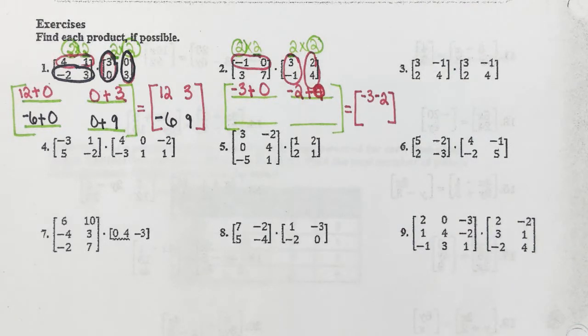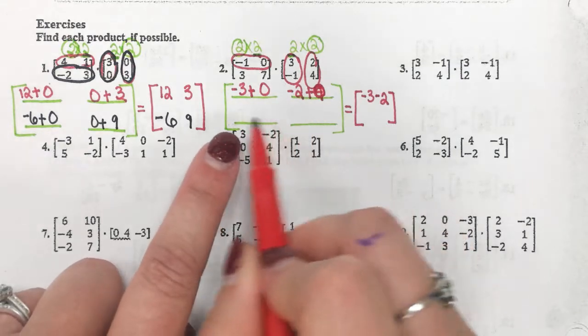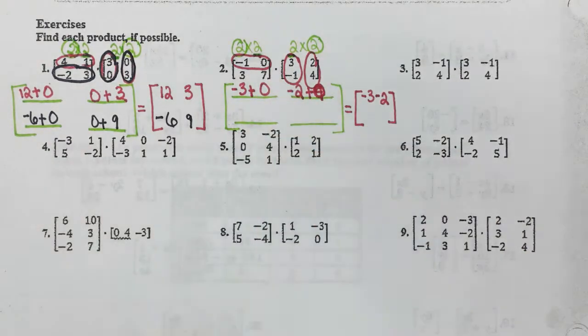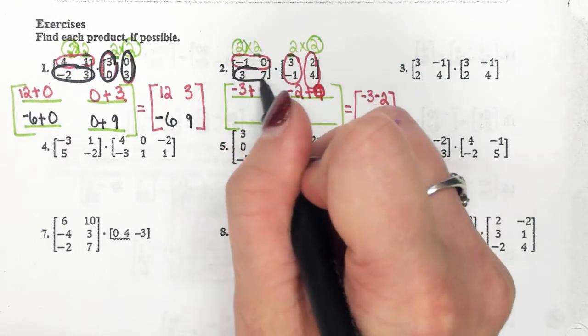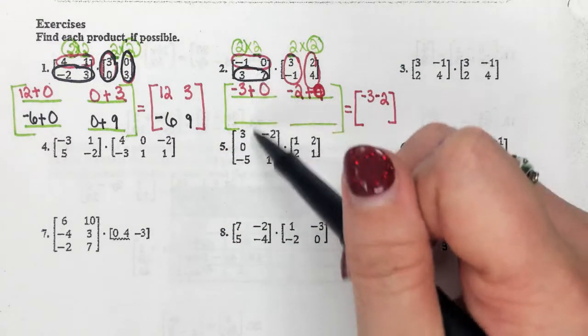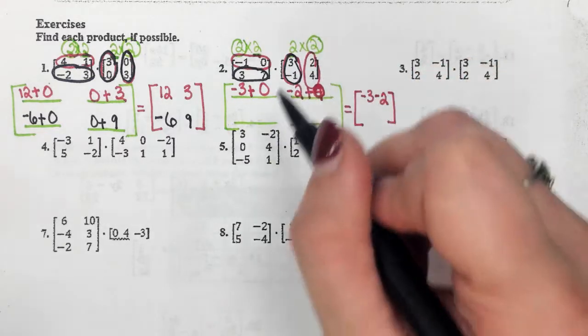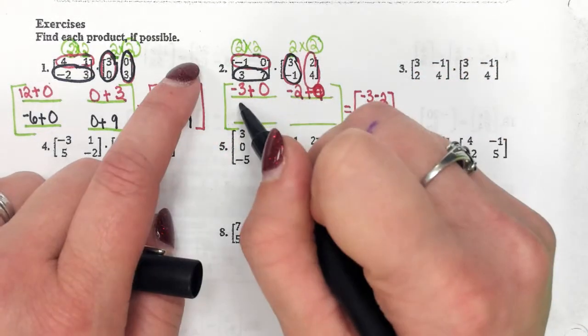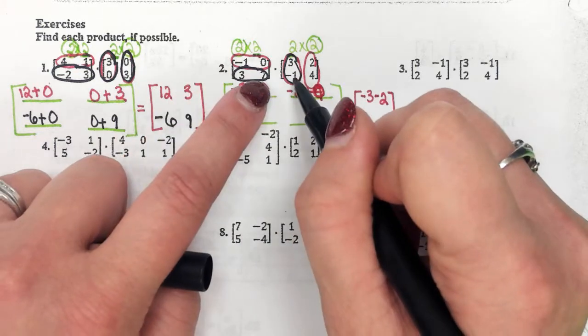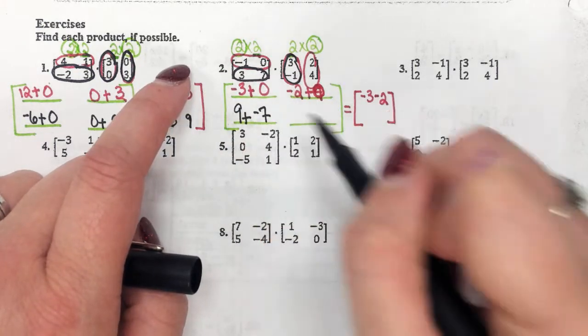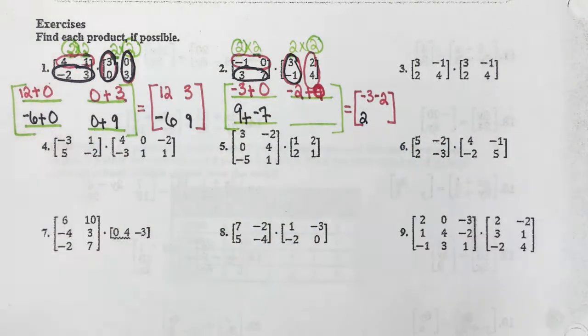Okay? Alright, here we go. This is the bottom row. Bottom row means we're going to use 3 and 7 this time. And this one's in the first column, so we're going to use 3 and negative 1. So this will be 3 times 3 is 9. And 7 times negative 1 is negative 7. Add them together and you get 2.